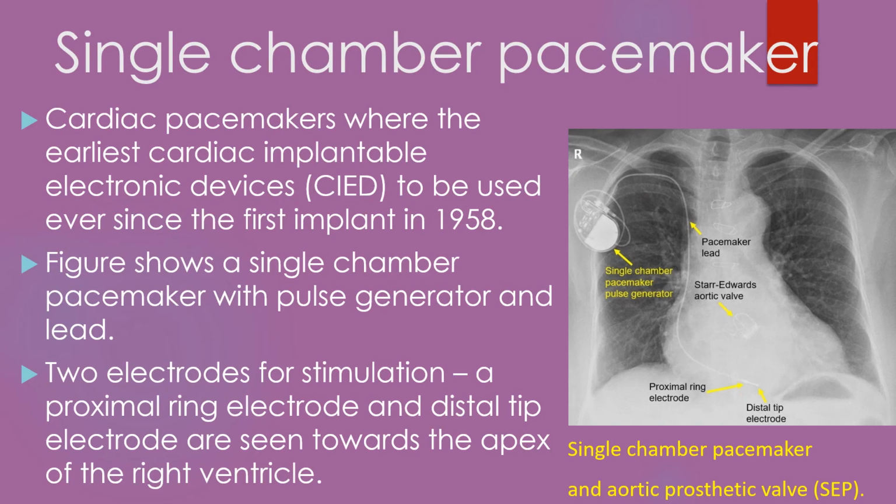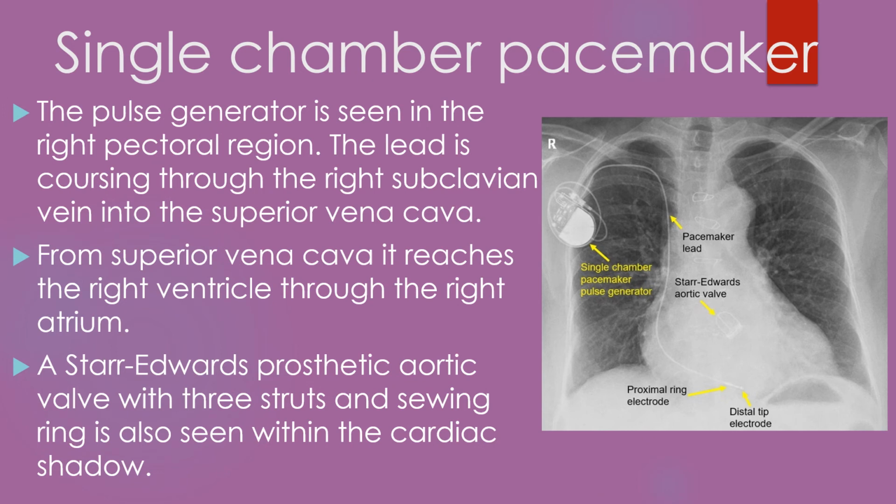Single chamber cardiac pacemakers were the earliest implantable devices to be used ever since the first implant in 1958. Figure shows a single chamber pacemaker with pulse generator and the lead. Two electrodes for stimulation, a proximal ring electrode and a distal tip electrode are seen towards the apex of the right ventricle. This particular X-ray shows a prosthetic aortic valve of the Starr-Edwards type as well.